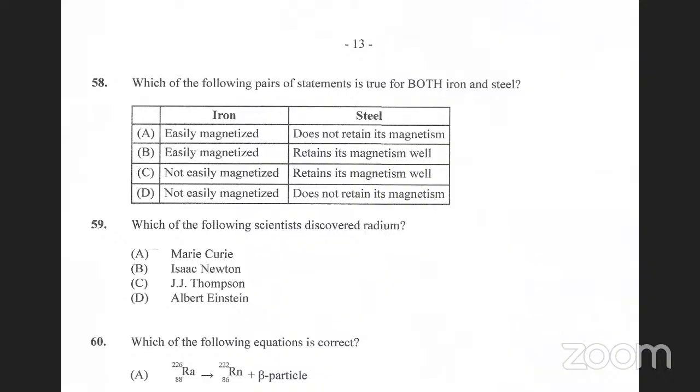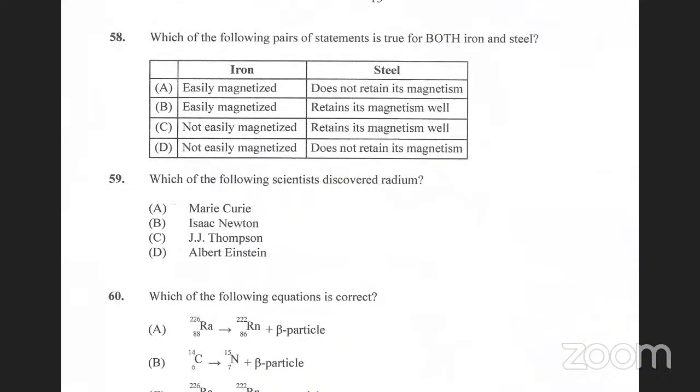Which of the following statements is true for both iron and steel? Right, iron is easily magnetized. Steel retains its magnetism well. I think this one is B. Anybody ever come across this one? I can't remember this one, to be honest.